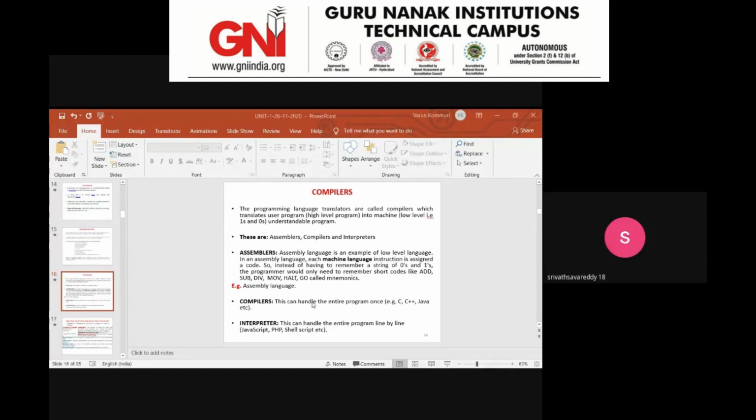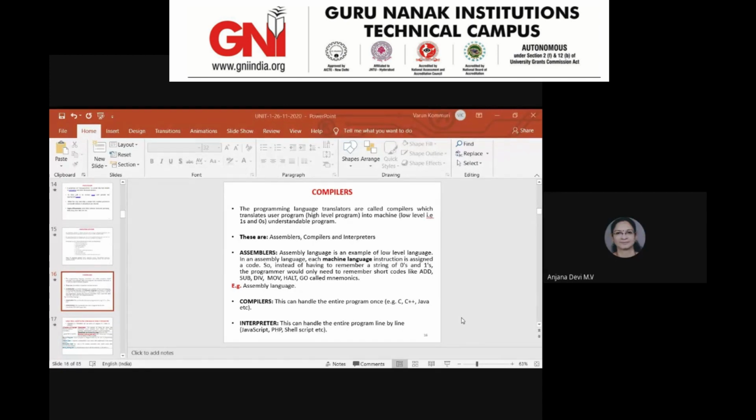Okay. Now what is a compiler? A translator which converts a high level language code into machine level language. But it converts an entire program at a time. But in the case of an interpreter, it is converted line by line.